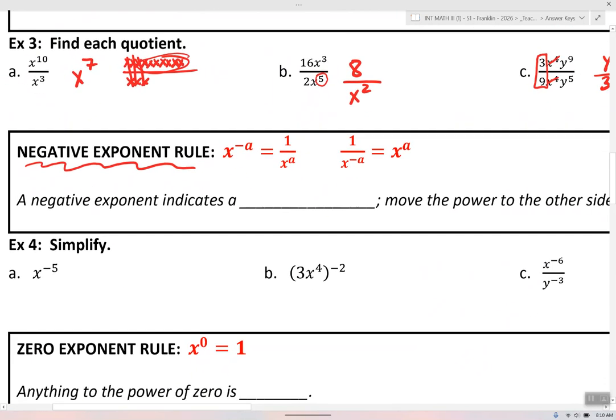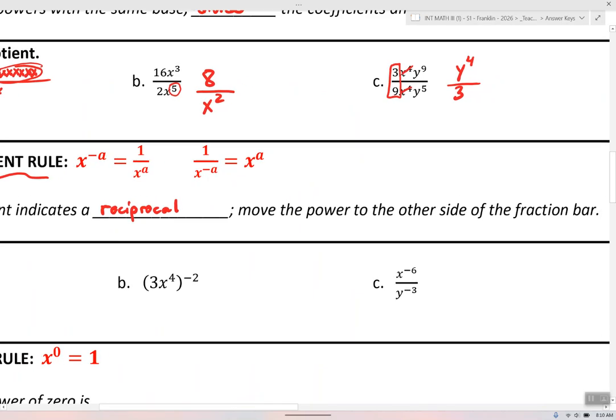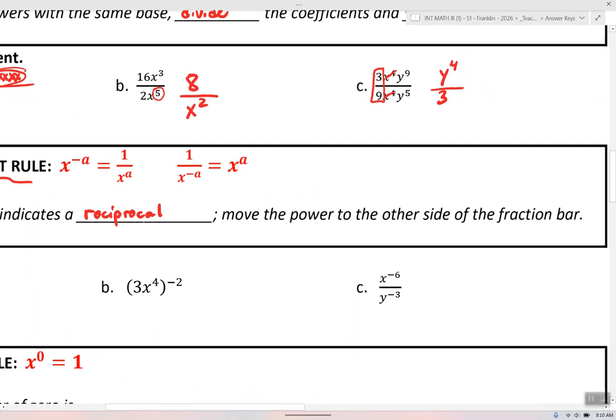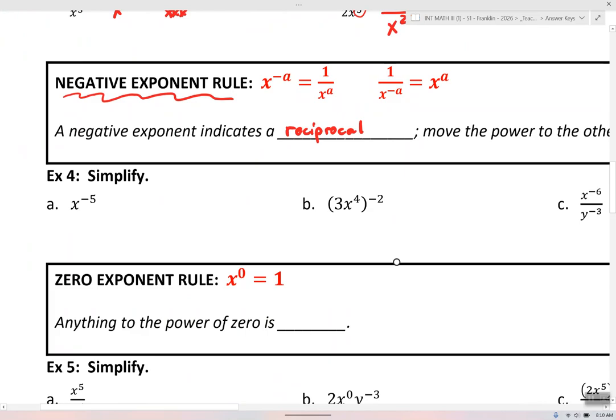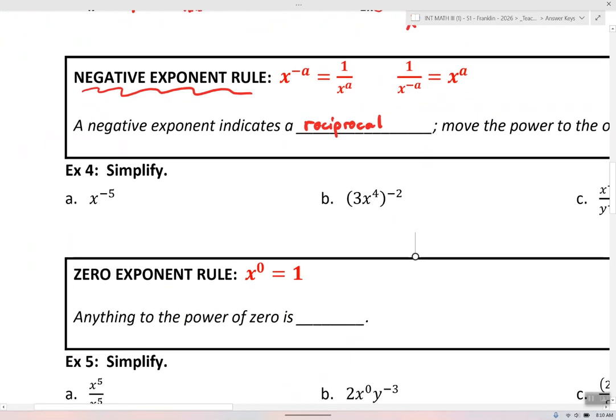All right, let's talk about negative exponents. So whenever you have a negative exponent, it indicates a reciprocal of sorts. So put the power to the other side of the fraction bar, wherever it is. So x to the negative a would be 1 over x to the a. 1 over x to the negative a would be x to the a. So wherever it is, if it has a negative exponent, move it to the other side of the fraction bar. So for example, x to the negative 5th would be 1 over x to the 5th.